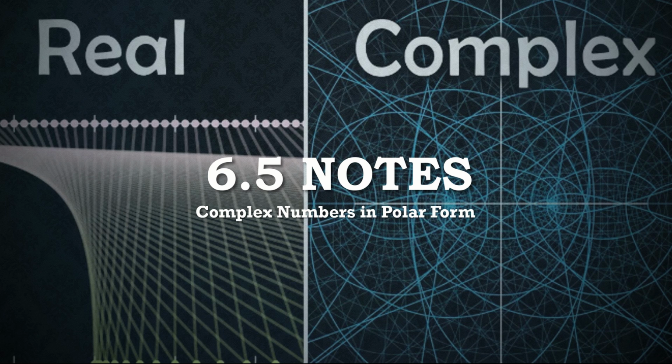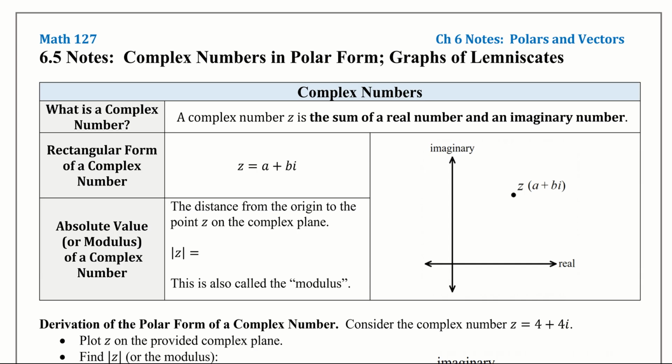Well, welcome to the 6.5 notes. We're going to be looking at complex numbers in polar form. We're also going to look at one more graph of polar curves, a graph called lemniscates, and that'll be right at the end of these notes. But let's just start off with complex numbers.